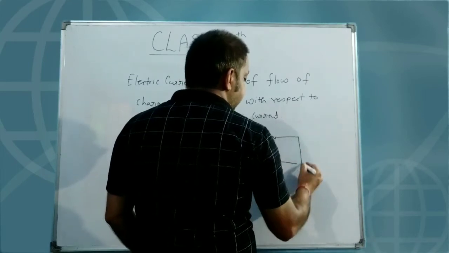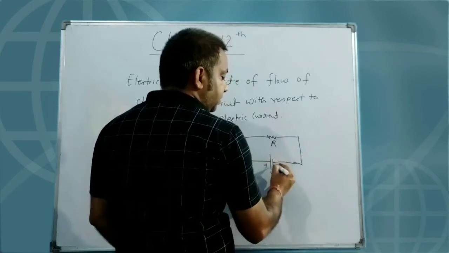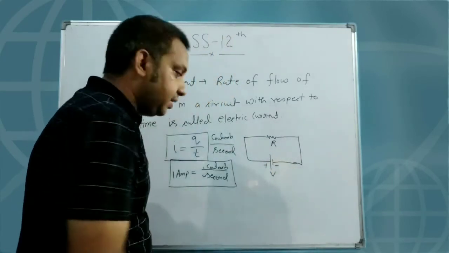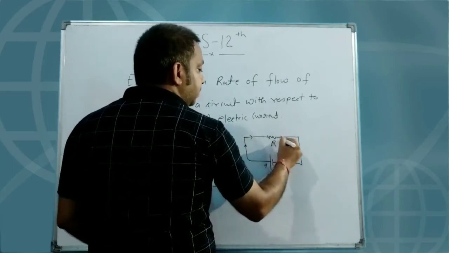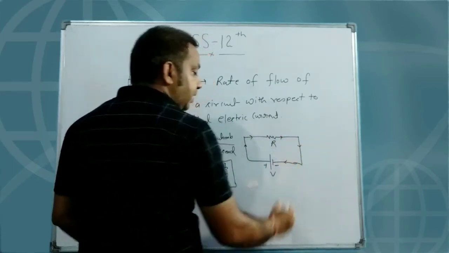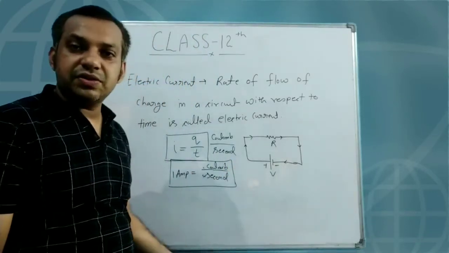We have a simple circuit, and this is the resistance, this is the voltage, this is the positive terminal of the cell, this is the negative terminal of the cell. So you are representing the arrow here. What does the arrow signify here? The arrow signifies the direction of the current.